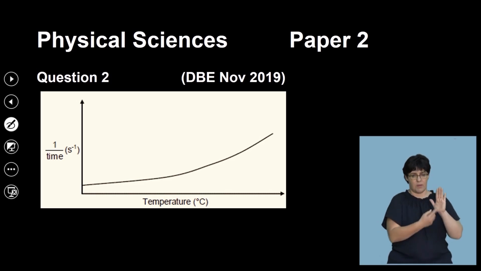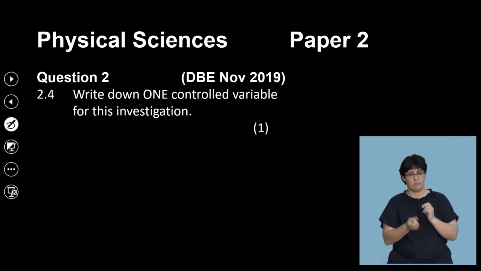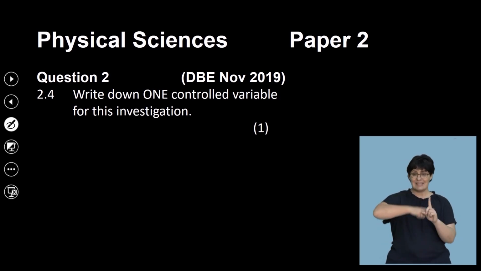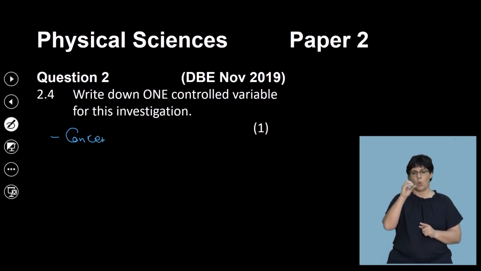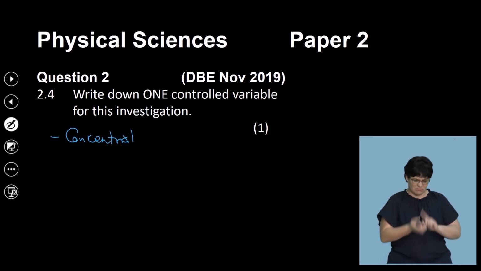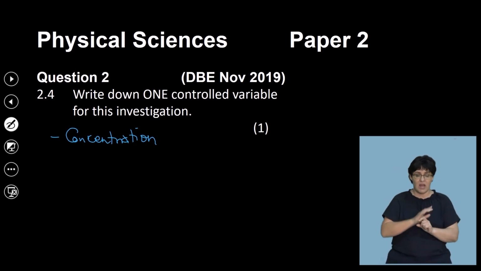If you look at the label on the vertical axis, this is actually rate of reaction, because obviously, depending on the temperature, it will affect the time taken for the reaction to actually complete. And then write down one controlled variable for this investigation. Now, we understand that temperature was going to be varied. So obviously, we can think about the concentration. But how did we arrive at that? Remember, there are 5 factors that affect rate of reaction. This is just one of them.